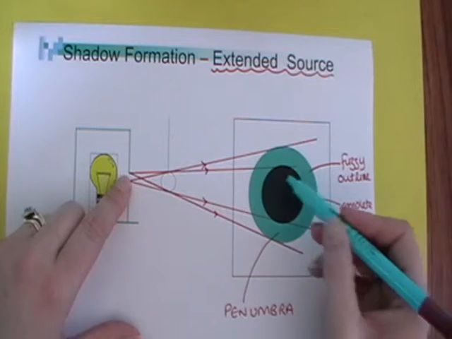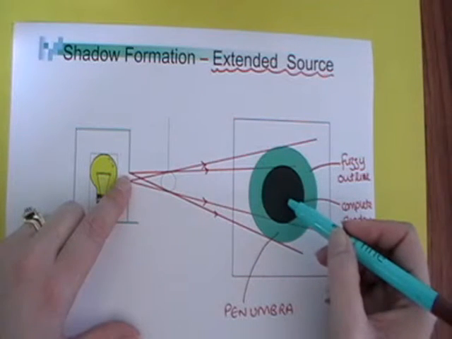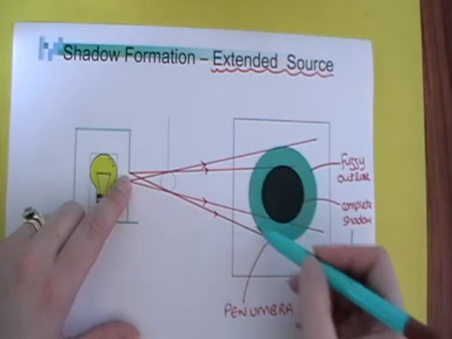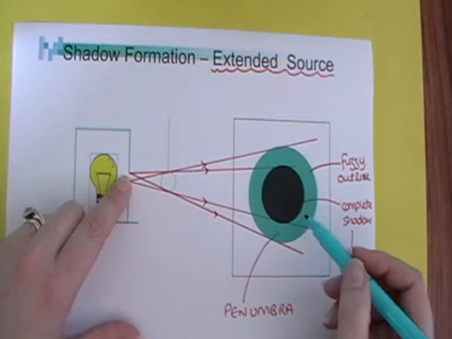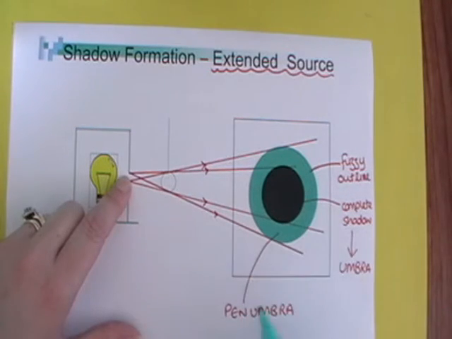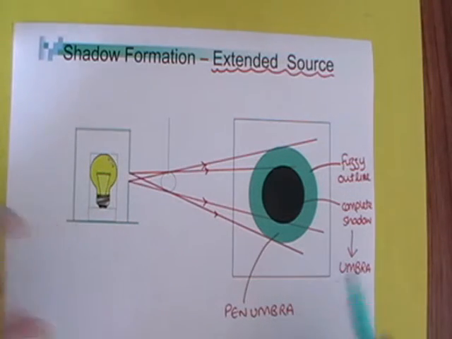So we have a more complex shadow formed when we have the extended source. We still have the complete or umbra shadow in the centre, which is completely dark, and then we have this fuzzier, grey, lighter shadow, which is a bit more indistinct around the outside, and it's called the penumbra.